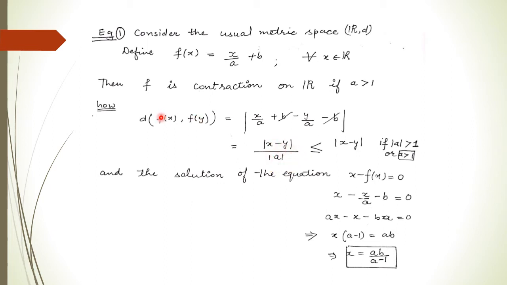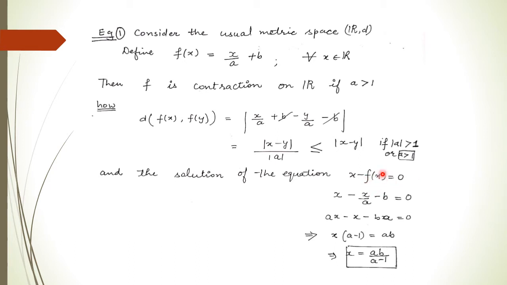So f is a contraction on the set of real numbers whenever a is strictly greater than 1. And what are the fixed values of such a function? We need to find those values of x for which f of x is equal to x. That means we have to solve the equation x minus f of x is equal to 0.